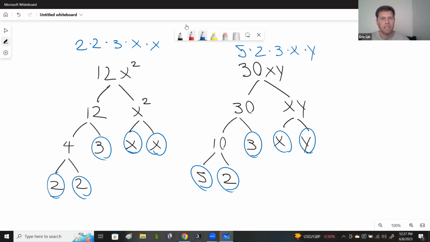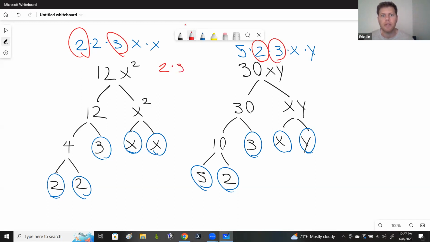All right, cool. Now, similar to the last time, I just want to ask myself, what is it that these two numbers have in common? Which of their prime factors do they share? So I notice that we have a 2 in common, a 3 in common. I don't have a 5 in common. They both have an x in common. They do not have a y in common. Only one of them has a y. Only one of them has a 5. Only one of them has a second x or a second 2.